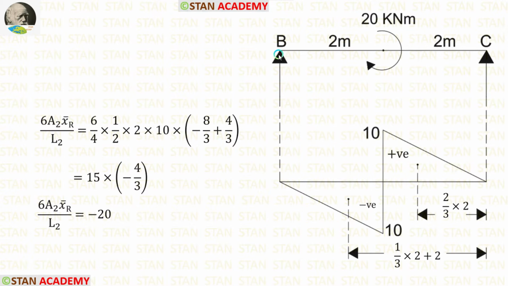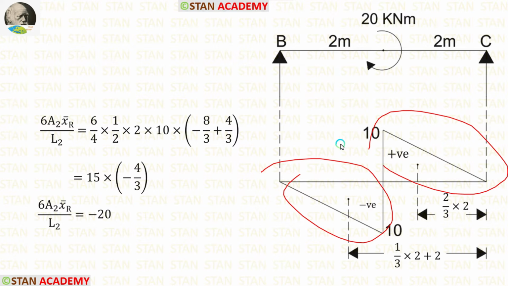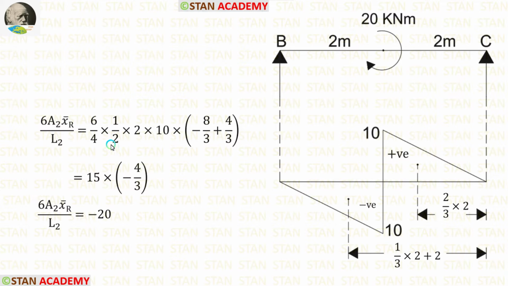Now let us take the span BC and calculate 6A2 x bar right upon L2. Length of BC is 4 meter. So for L2 let us apply 4. Now let us calculate A2 x bar right. Here also there are two triangles, but both of them having the same dimensions. In this case, let us keep the area outside because it is same for both of the triangles. Then we have to find the centroid.